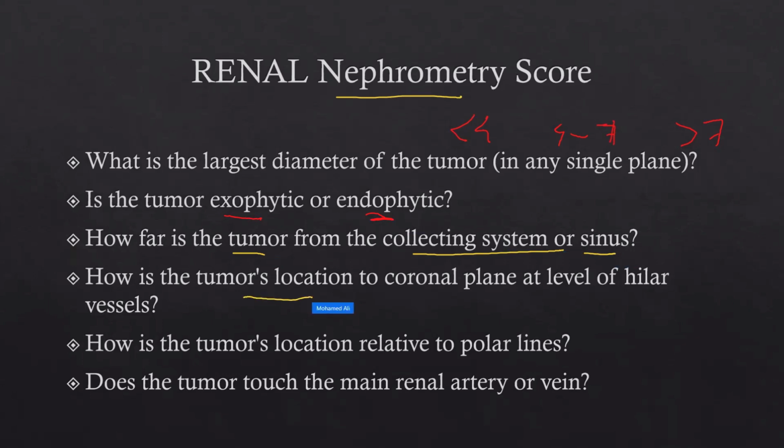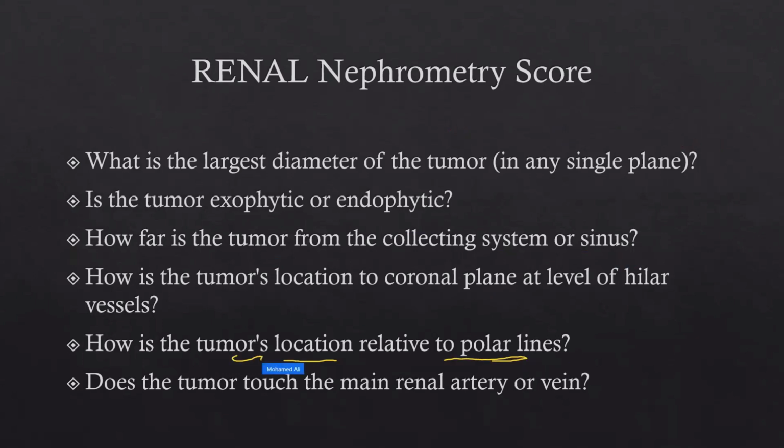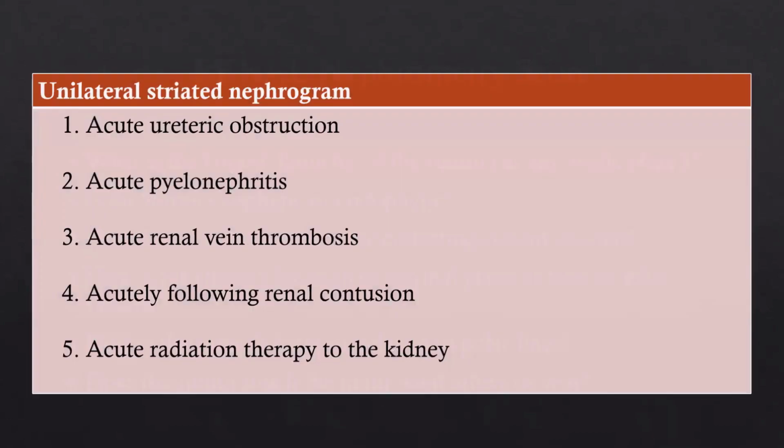The location of the tumor in the coronal plane: is it crossing the lower polar line or reaching the interpolar region of the kidney, or confined only to the lower pole or upper pole of the kidney? The tumor location relative to the hilum, the anteroposterior location: is it in front of the hilum or posterior to the hilum? Also, in case of a renal mass, is it touching the renal artery or vein or not? This is called the renal nephrometry score. You should mention this in your report.